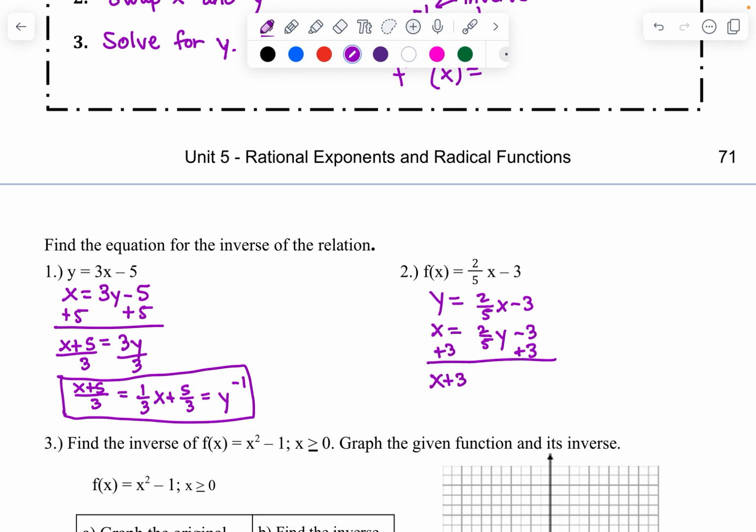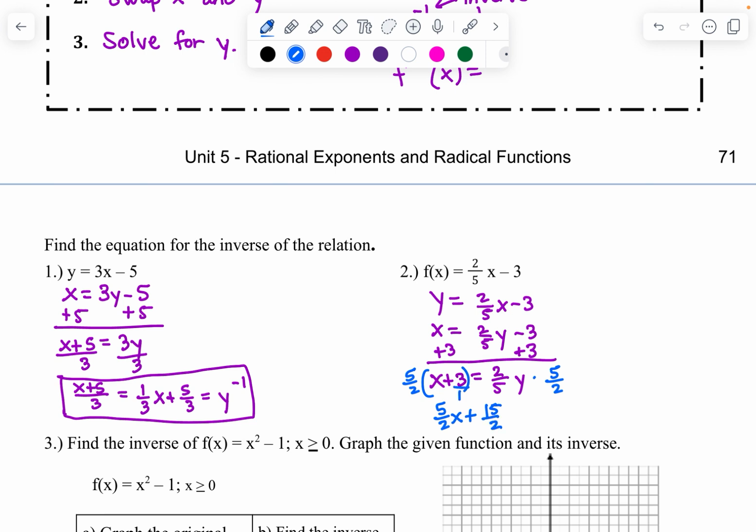And so we'll add the 3 to move it over. To cancel out the 2/5, remember we don't divide by a fraction, instead we multiply by its reciprocal. So we're going to multiply both sides by 5/2. So we'll have 5/2 x plus 15/2.